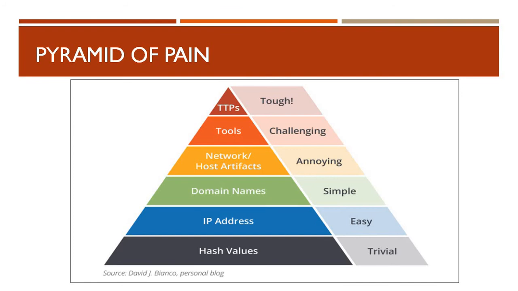And as we move on to the top of the pyramid, that is TTPs, which is tactics, techniques, and procedures, which includes the entire way an adversary behaves, starting from reconnaissance, then gaining access, privilege escalation, persistence, and the entire life cycle of an attacker. That's tactics, techniques, and procedures.